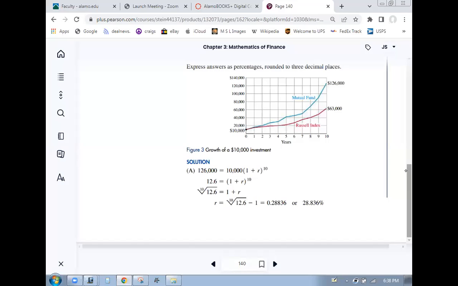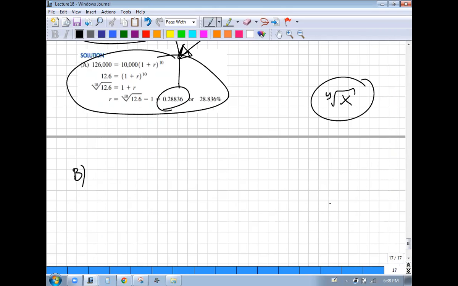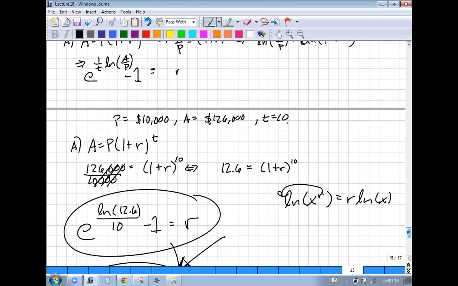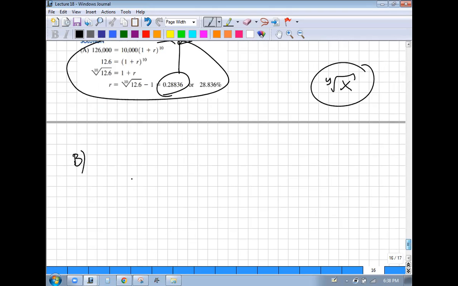All right, so what was part B? What if it's compounded continuously? Let's see, part B here. It's compounded continuously. Here are our numbers. We have to be careful.